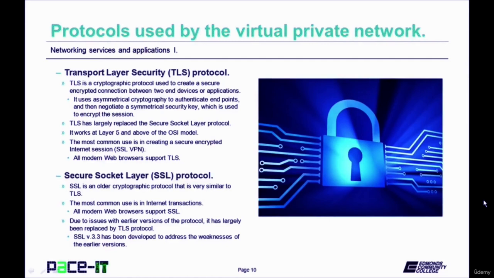Transport layer security is another common VPN protocol. TLS is a cryptographic protocol used to create a secure encrypted connection between two end devices or applications. It uses asymmetrical cryptography to authenticate endpoints and then negotiates a symmetrical security key, which is used to encrypt the session. TLS has largely replaced its cousin, Secure Socket Layer Protocol, and TLS works at layer 5 and above of the OSI model.